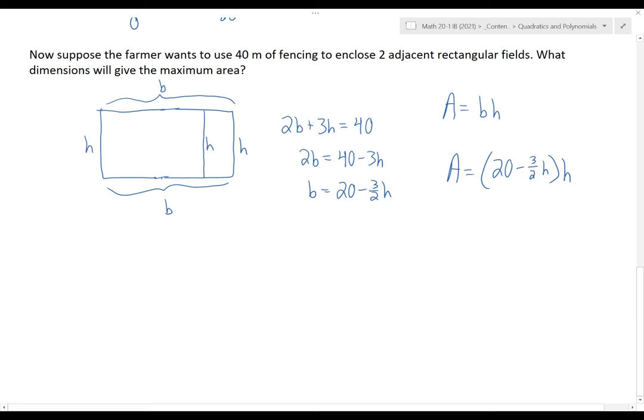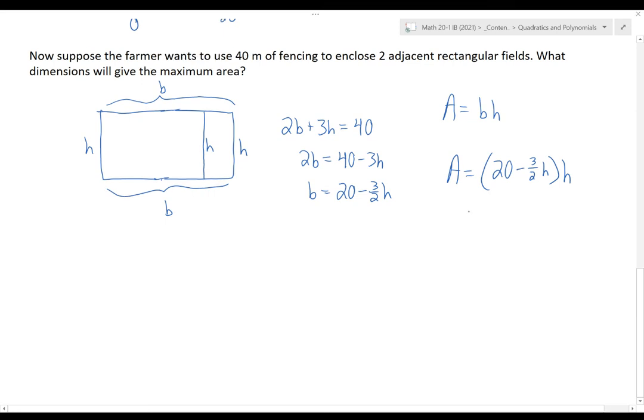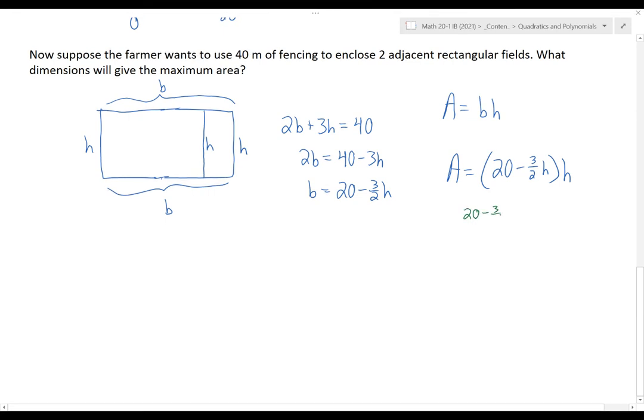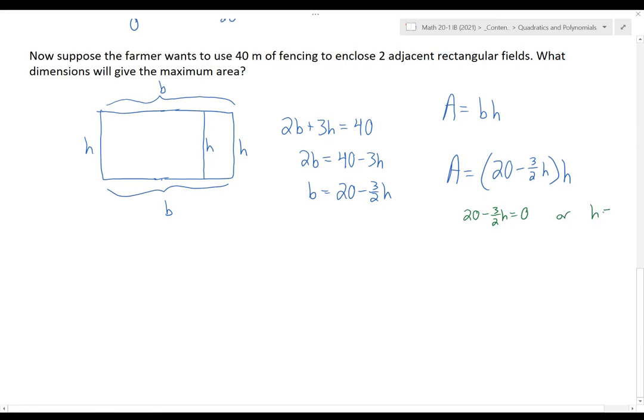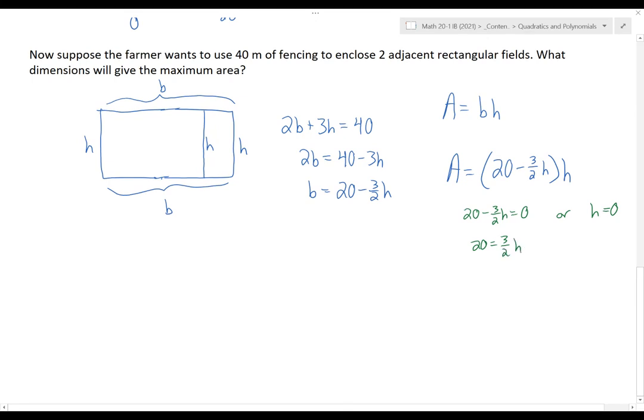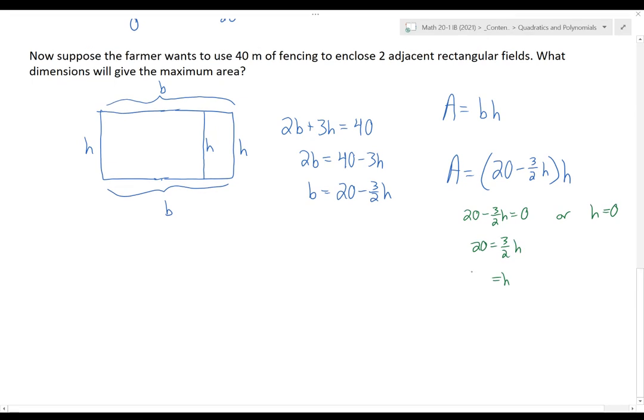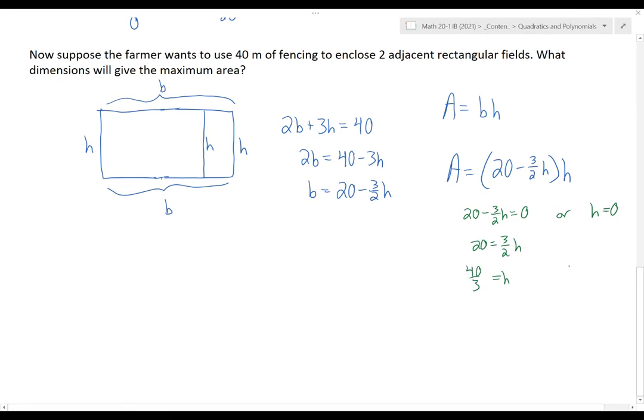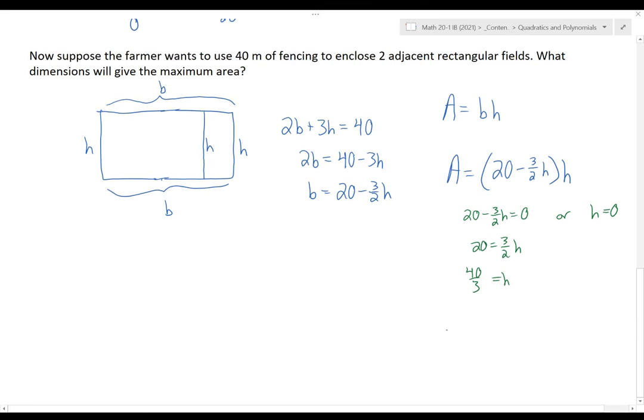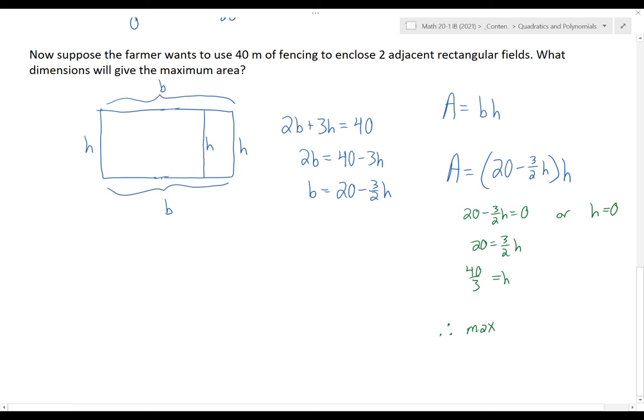The x-intercepts are going to be, well, this one's a little trickier to find, but I'm wondering when this equals 0 or when h equals 0. So when does 20 equal 3 over 2h? Or in other words, when does h equal 40 over 3? Or h equals 0. So the max occurs exactly halfway between them. So in other words, 40 over 3 divided by 2. So the maximum occurs at h equals 20 over 3 meters.